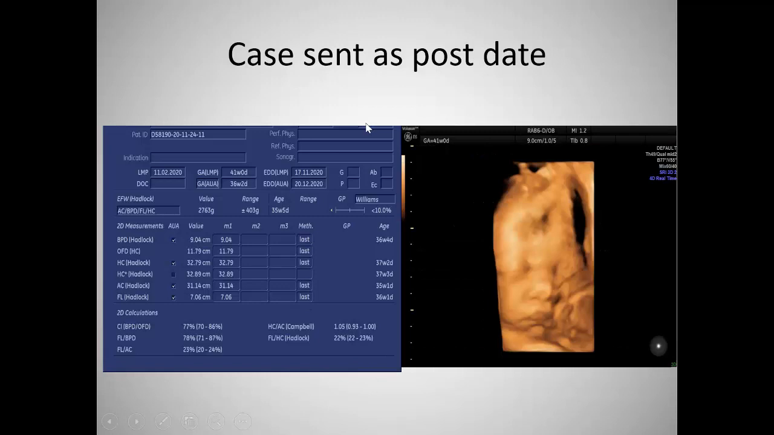Then here is another case. This case was sent as being post date. It's a nice boy fetus, and when we do the biometry, we find that it is very small for dates, but I think it's only a miscalculation because the baby was very good. I see all the indices of the baby, all is very good. So I thought that the mother has a miscalculation, although she insists that she knows her period well, but here there is nearly one month lagging.